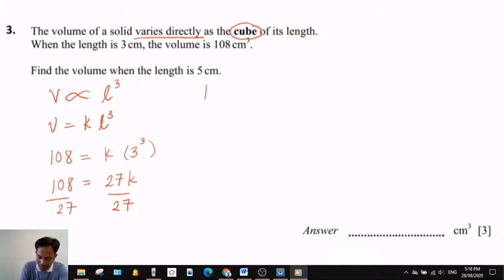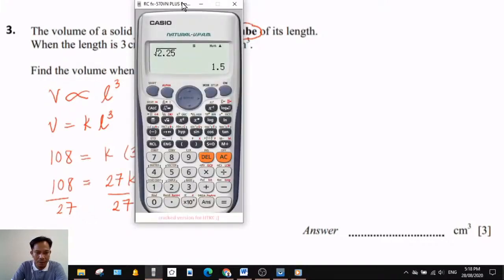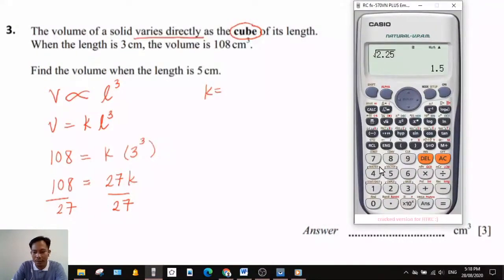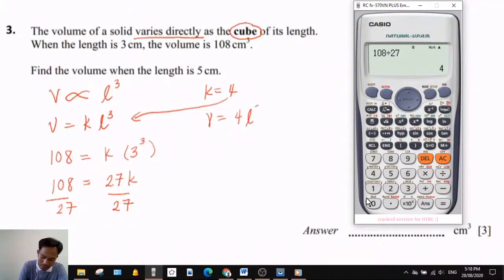K now is equivalent to 108 divided by 27. I'll have 4. So k is equal to 4. Now I'll replace the value of k there. V is equal to 4L cube. So V is equal to 4L cube. You have this one already.